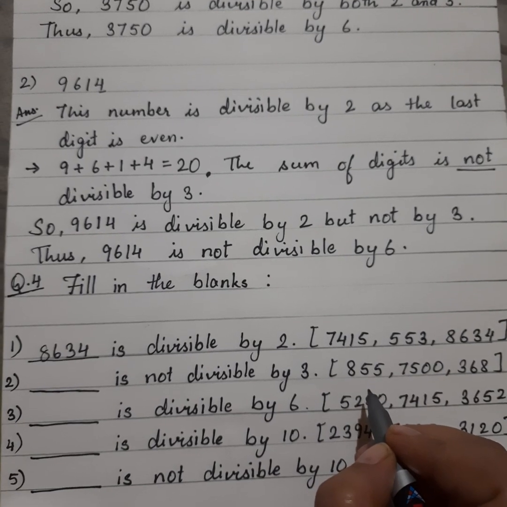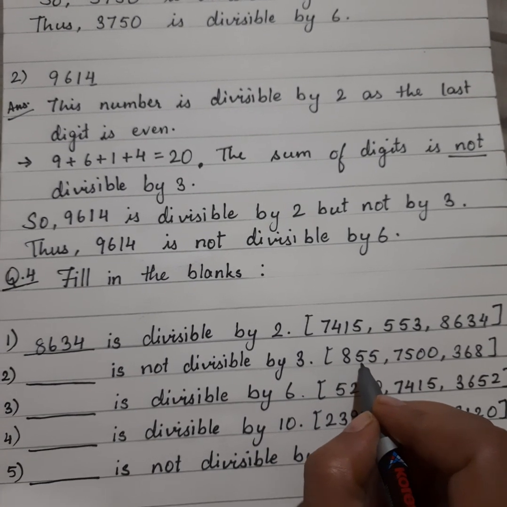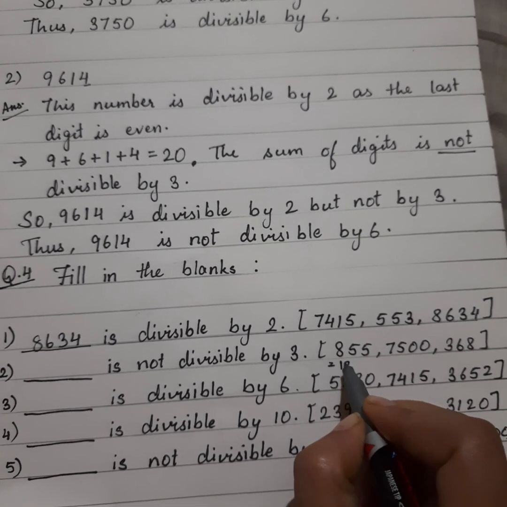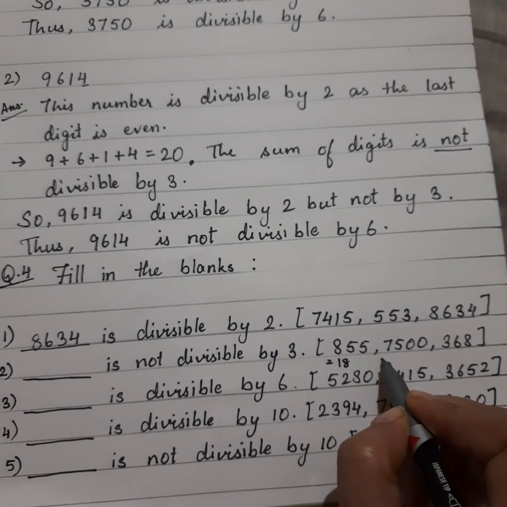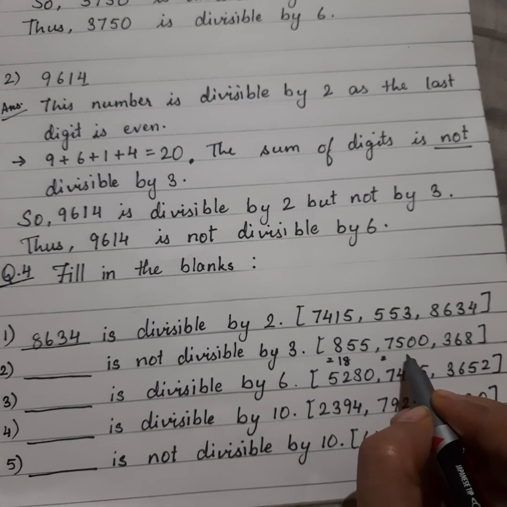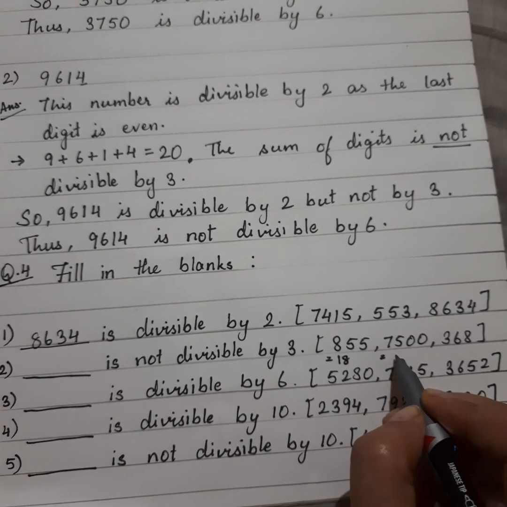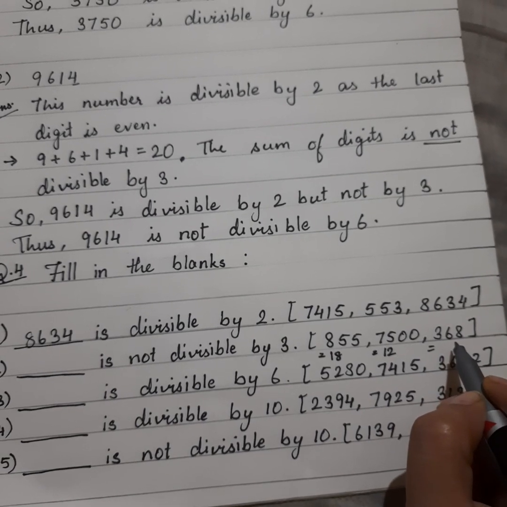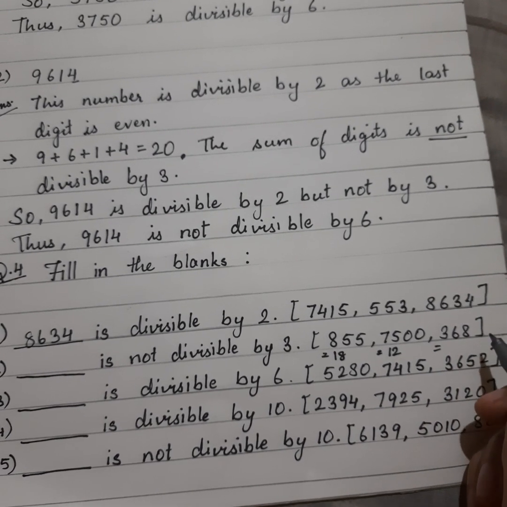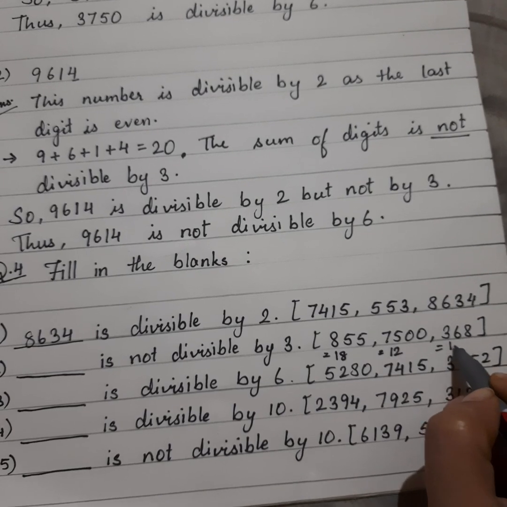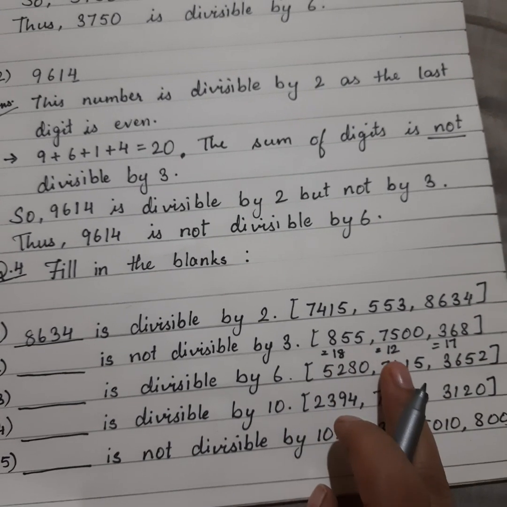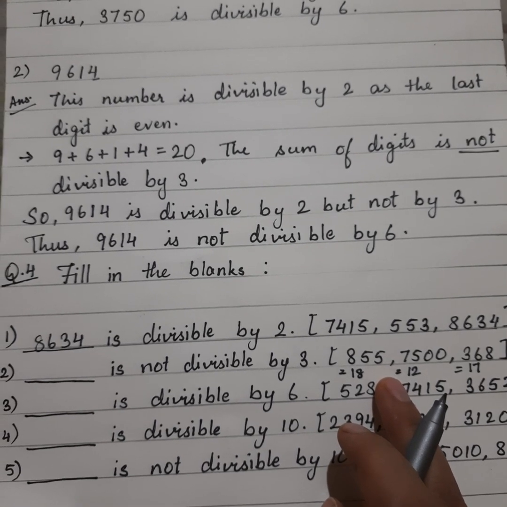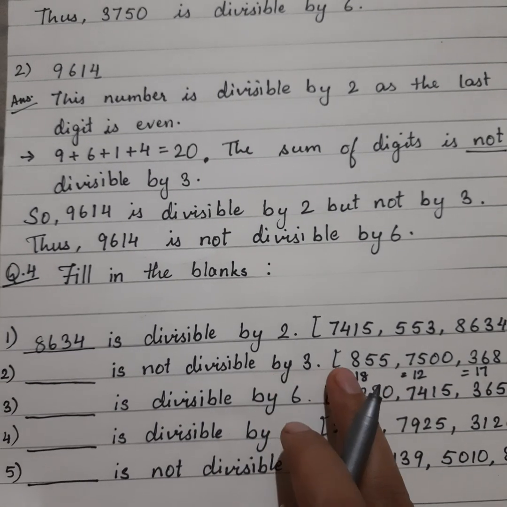You will not write all these things in your fair book. It will be 18, then here 7 plus 5 plus 0, this is 12, and here it is 8, 3, 11 and 6, 17. So 18, 12, 17, which comes under the one which is not divisible by 3.